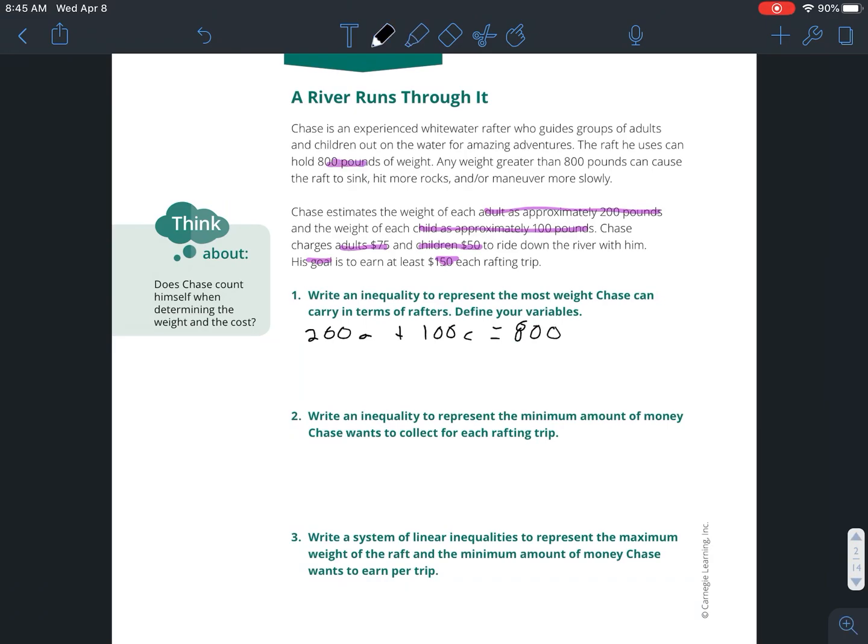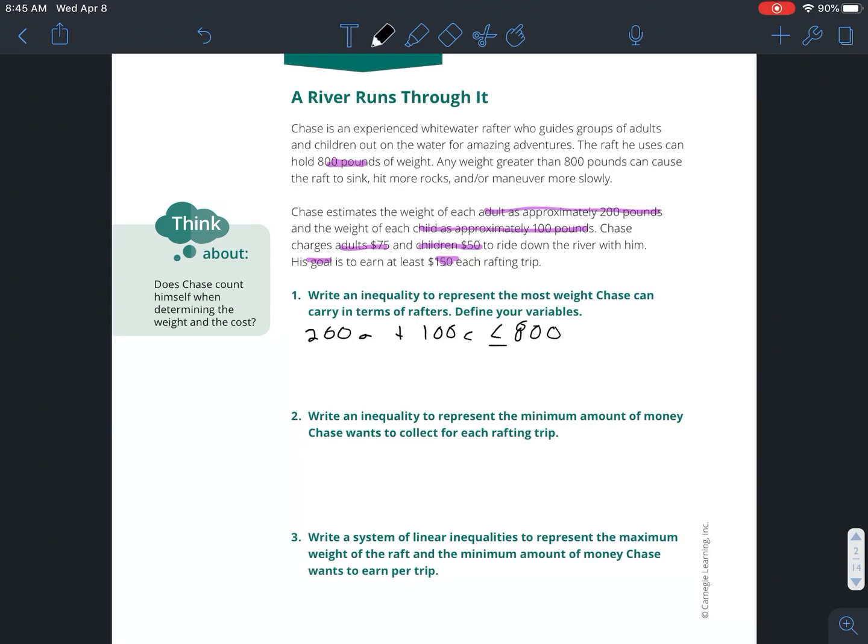Okay? So there's our inequality right there. Actually, I shouldn't even put an equal sign, because it doesn't have to be; it can be greater or less than or equal to. So he could carry 200 pounds, that is perfectly fine. Okay? So there's your answer for 1.